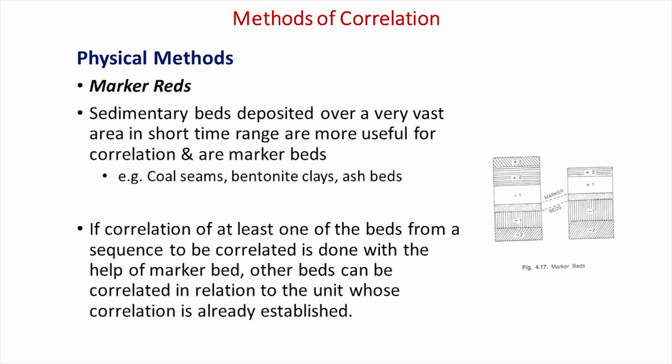Another method is based on the presence of marker beds. The sedimentary beds which were deposited over a very vast area in a very short time range are more useful for correlation and are known as marker beds. For example, coal seams, bentonite clays, ash beds, etc. If at least one of the beds in a sequence is correlated with the help of a marker bed, other beds can be correlated in relation to the unit whose correlation is already established.